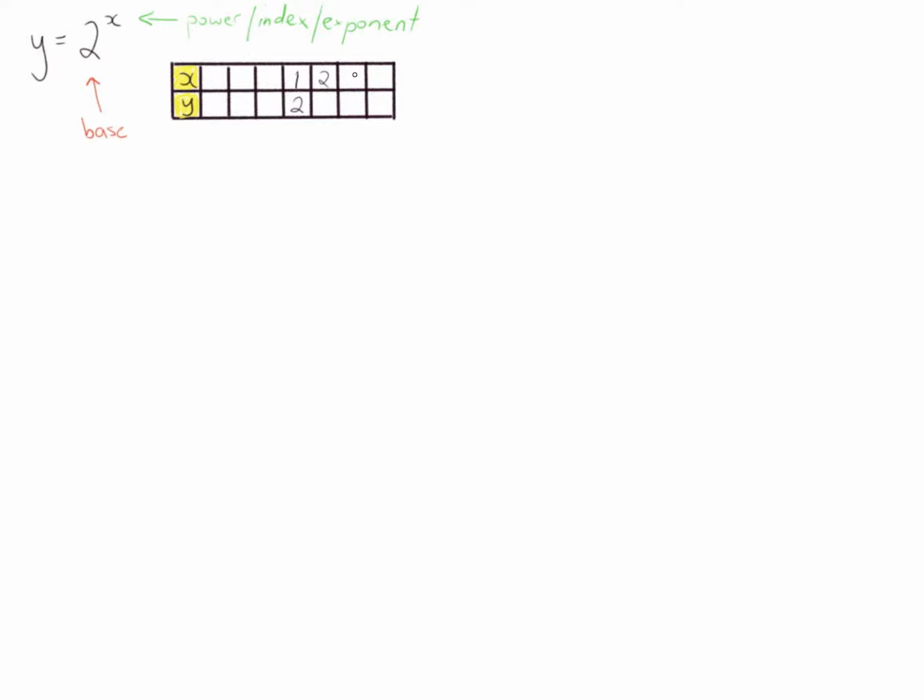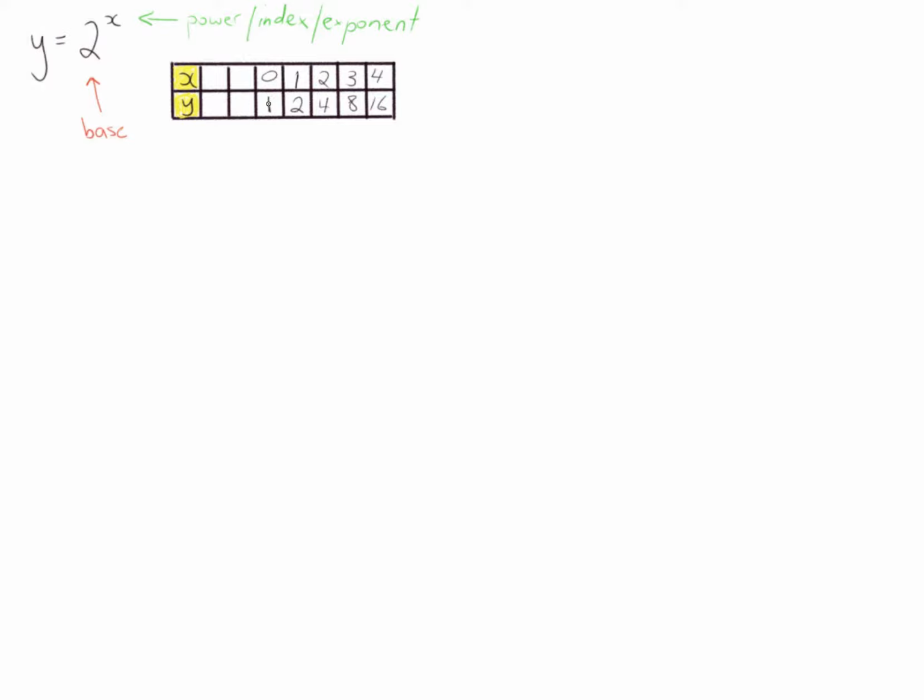What about when x equals 2, 3, and 4? What do we get? Y equals 2 squared, that's 4. Y equals 2 cubed, that's 8. And y equals 2 to the power of 4, that's 16. What happens when we take x equals 0? Remember, anything to the power of 0 is just 1.